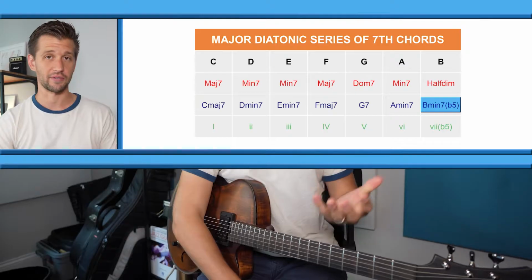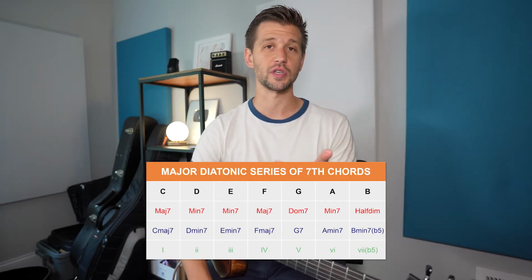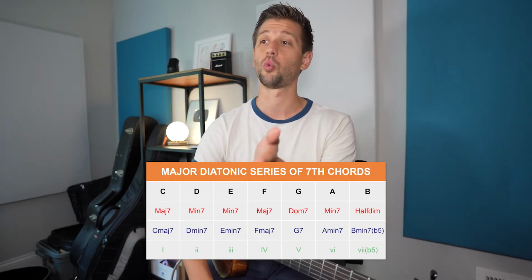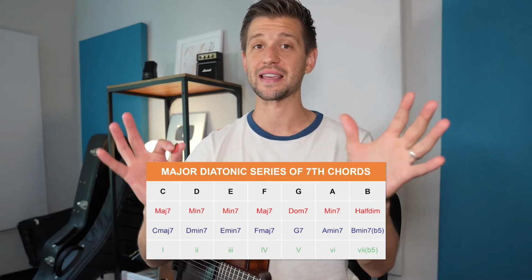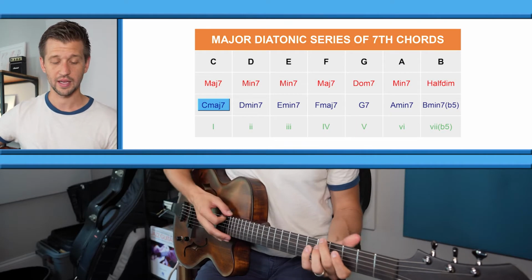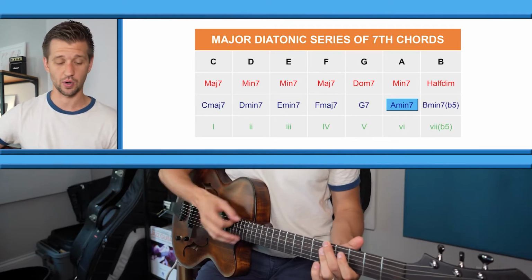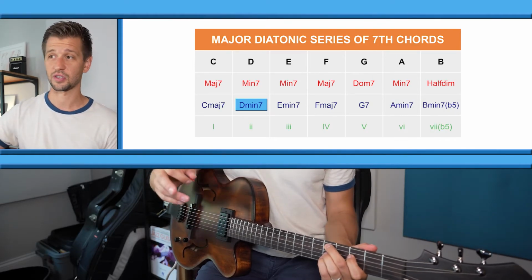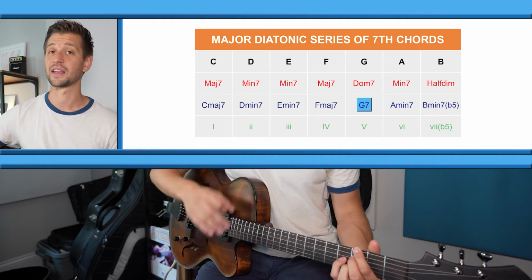is the 7. So when we talk about chord progressions using Roman numerals or numbers like 1, 6, 2, 5, we're literally taking it from this diatonic series. C major 7 is the 1 chord, A minor 7 is the 6 chord, D minor 7 is the 2 chord, and G7 is the 5 chord.